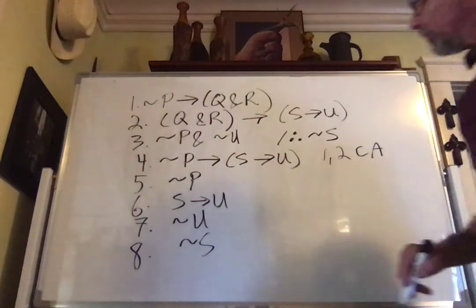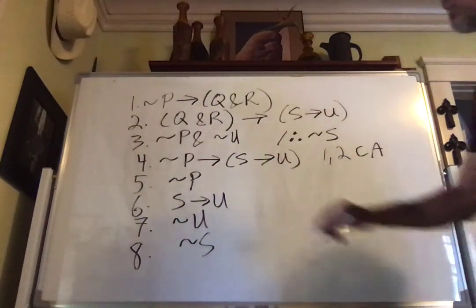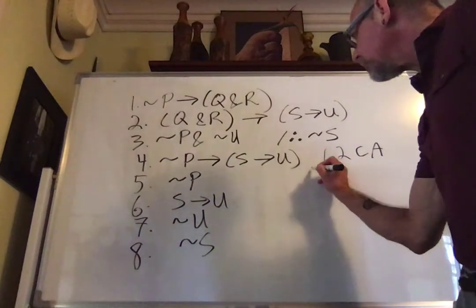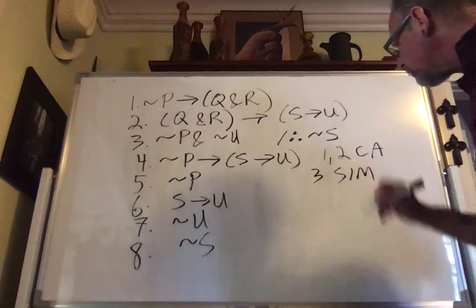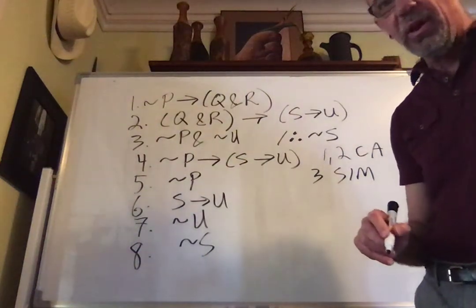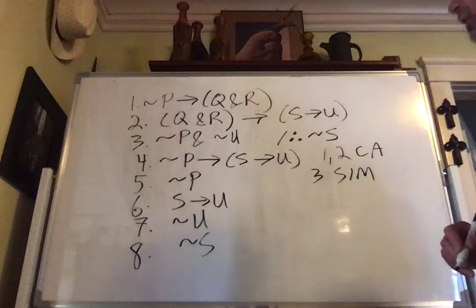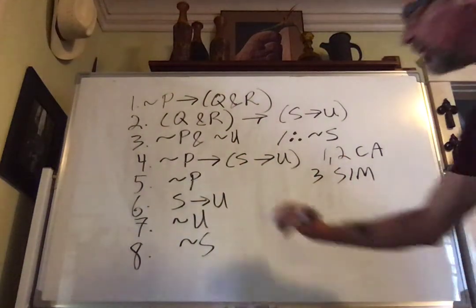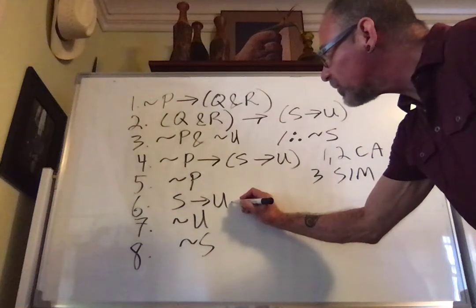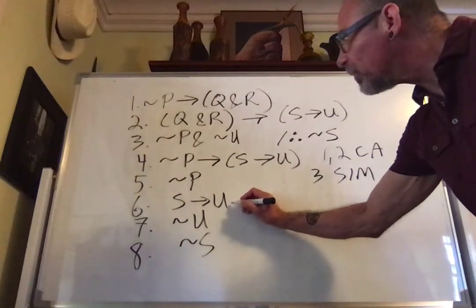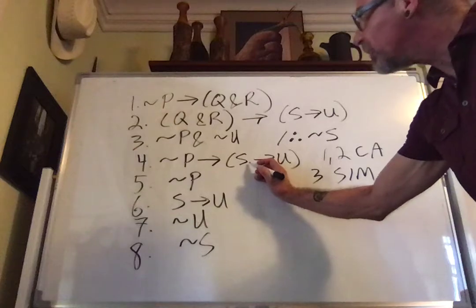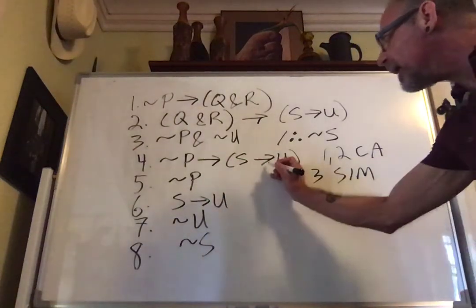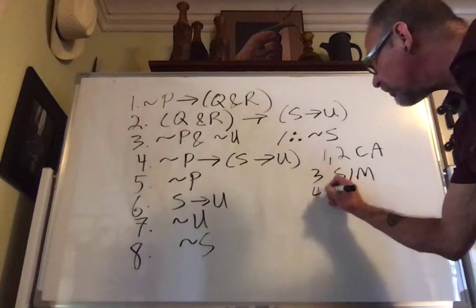5 is just negation sign P all by itself, and we have that as one conjunct in number 3. The simplification rule again tells us that for any line that's a conjunction, we can derive either one of the conjuncts all by itself. If you look now at 4 and 5, and 6, you'll see that we've got an instance of modus ponens. 4 is a conditional, 5 is its antecedent, and then the conclusion we're drawing from that is the consequent of the conditional.